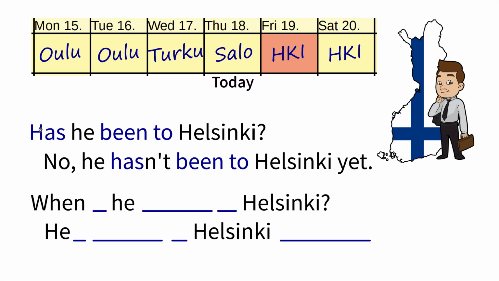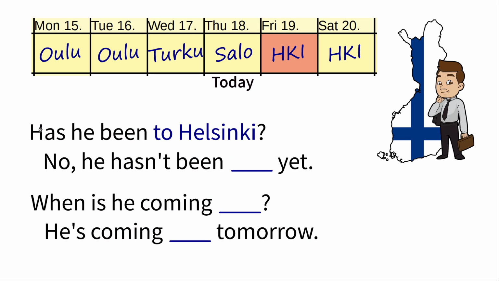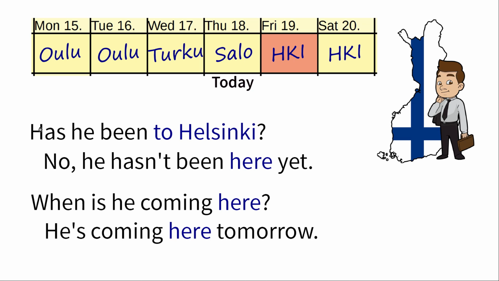When? Now, here's a future question. When is he coming to Helsinki? He's coming to Helsinki tomorrow. We're repeating Helsinki a lot. Let's not do that. Has he been to Helsinki? No, he hasn't been here yet. Well, when is he coming here? He's coming here tomorrow.